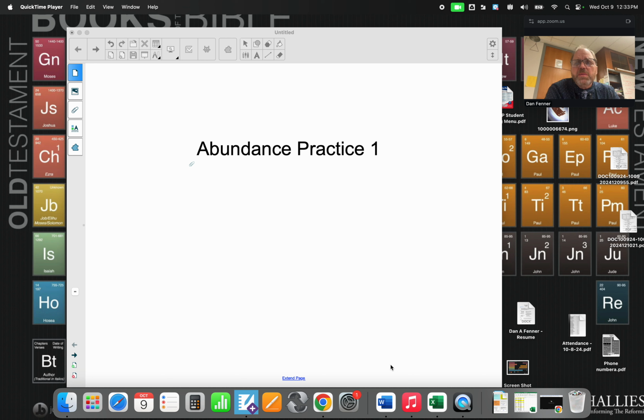We're going to practice some of those abundance problems. I'm going to give you two sets. This will be 2 different days, so you can do the one, take a break, come back, do the other day. So here's the first set.